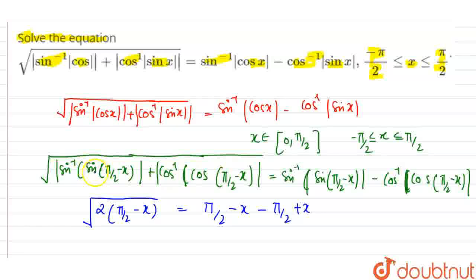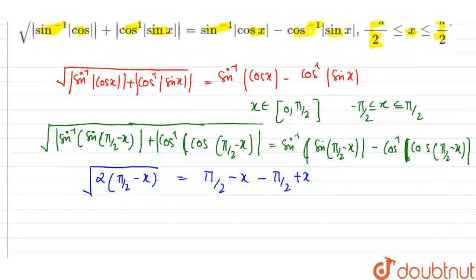We know that sine inverse sine theta is equal to theta. Similarly cos inverse cos theta is equal to theta. So we are applying this concept here, right? So now this is in the simplest form. So when we simplify this thing, we can find that our x is equal to pi by 2, right?